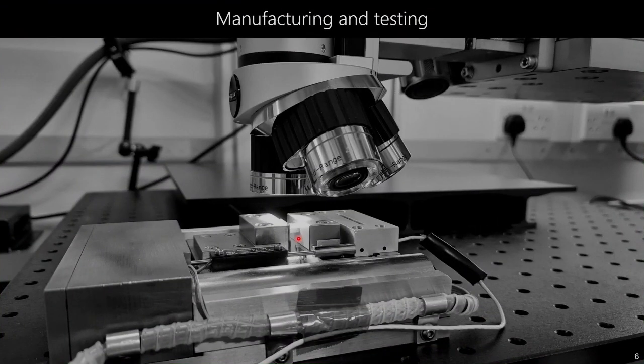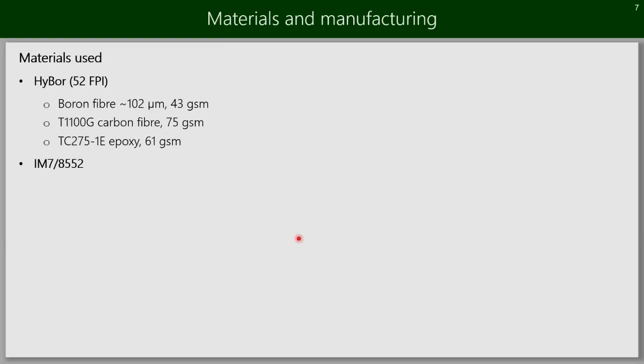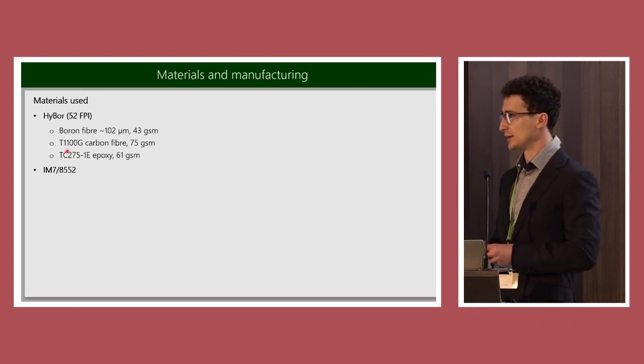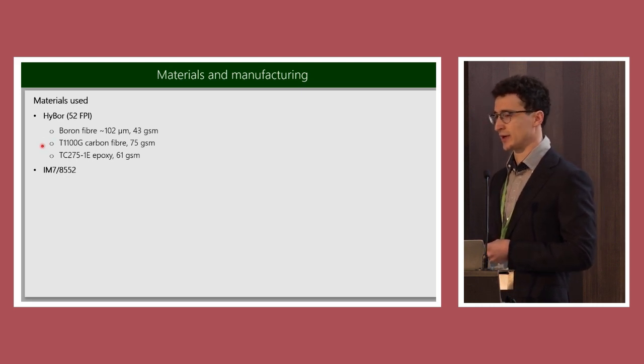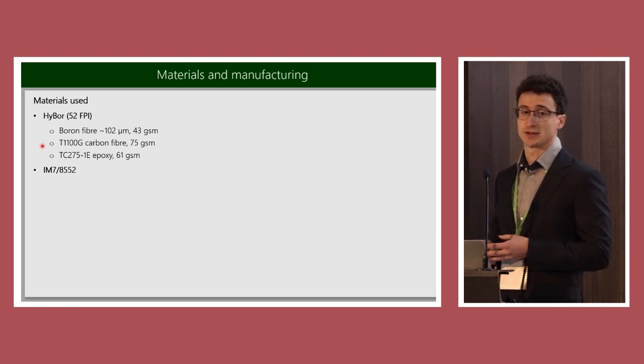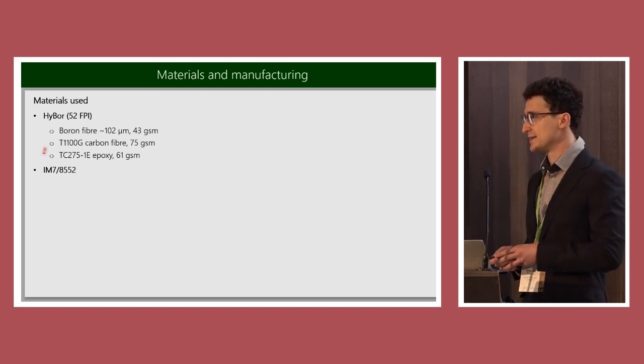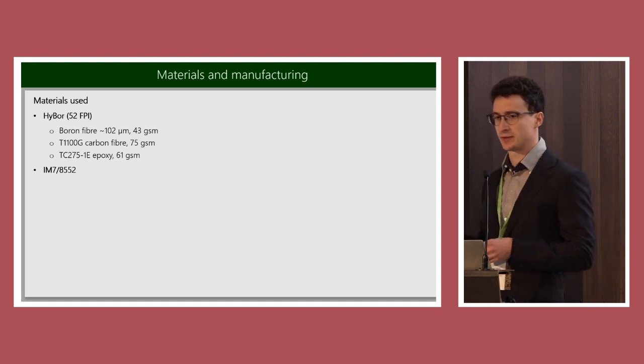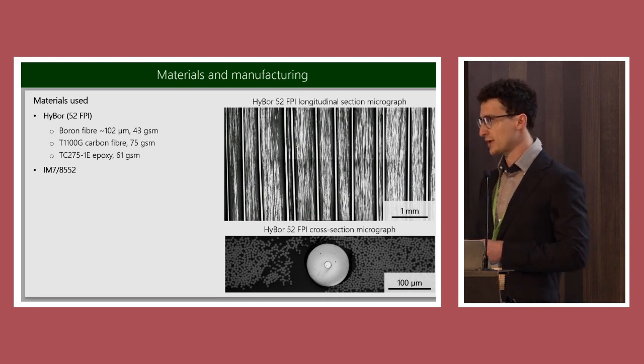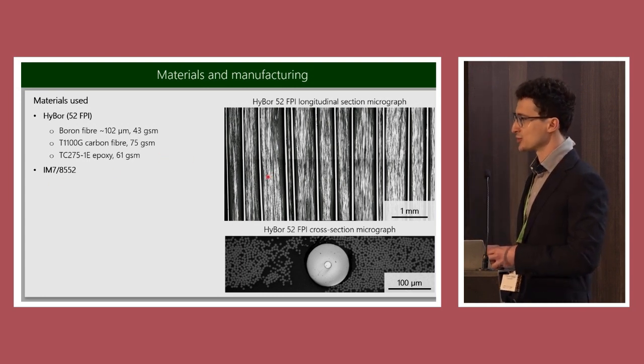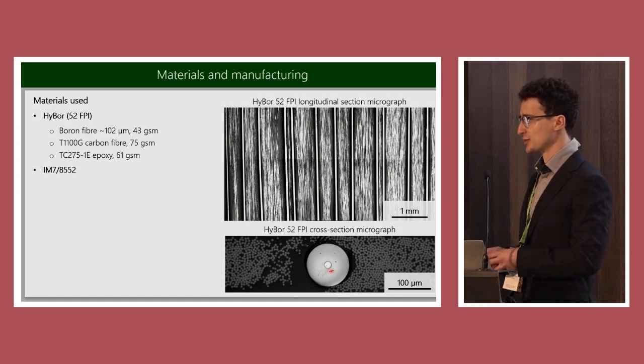Moving to what we actually did, we used this material here, which is, as I said, the commercially available boron-carbon hybrid, where you have boron fiber, again around 100 micron diameter. Then you have T1100G, which is an intermediate modulus carbon fiber, and this has epoxy as its resin material. We also used IM78552, and I will explain in a minute why. Here you have two micrographs of the hybrid material, a longitudinal section, where you can see the boron fibers, which are these thick white lines. And below here you have a transverse cross-section, again, a single boron fiber and carbon fiber all around.